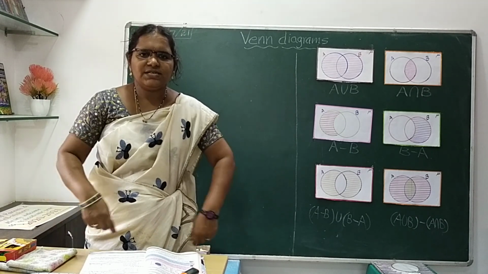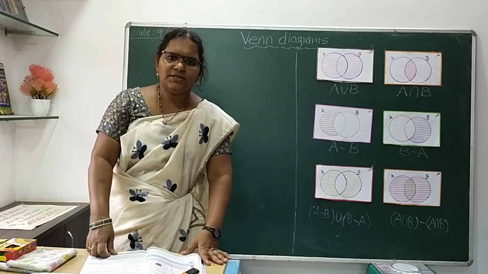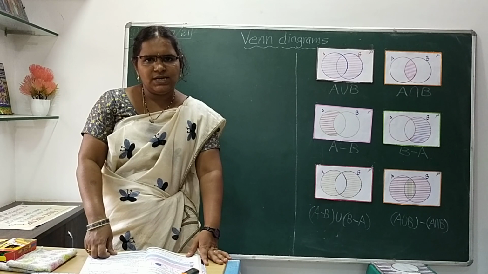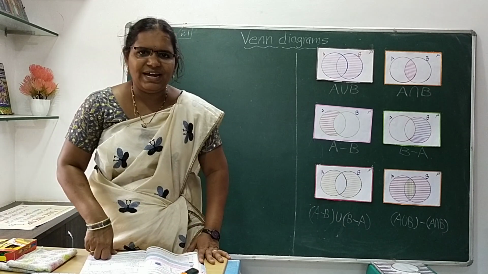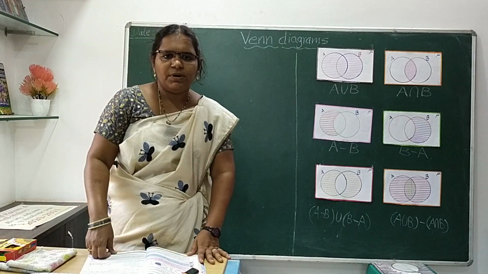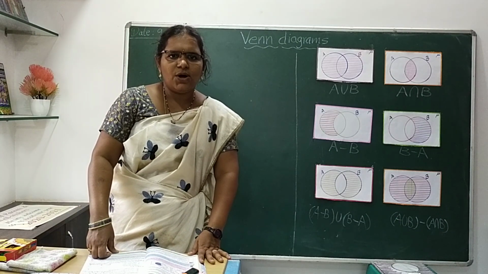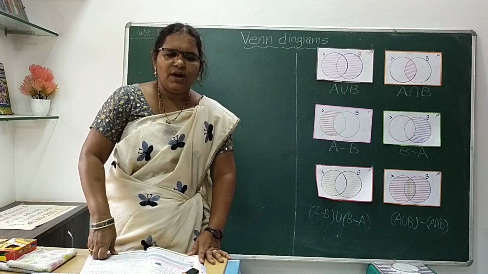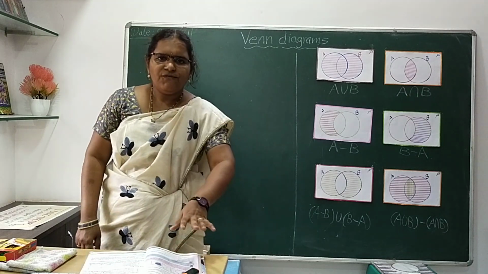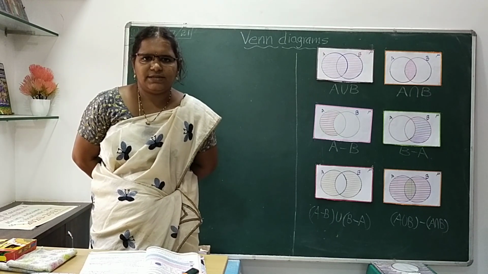Yesterday in the previous class we did intersection, union and subtraction operations on sets. Today let us learn a new topic, Venn diagrams, given by the great mathematician John Venn. On his name these diagrams are named Venn diagrams. Venn diagrams means a figure represented for a set.